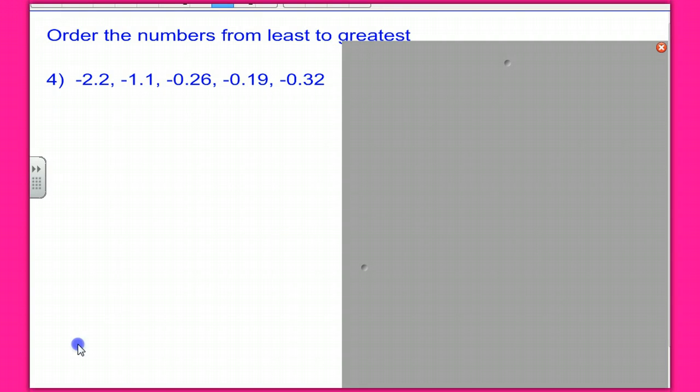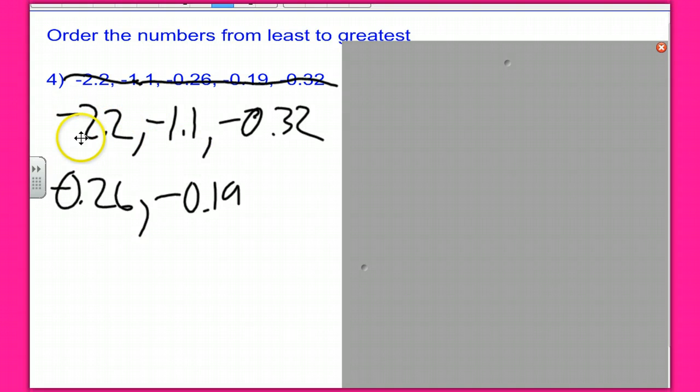Okay, so go ahead and pause. Come back when you have these ordered least to greatest. Be careful because we have negatives here. So let's review. What is greater, -1 or -2? -1. -1 is greater than -2. It's to the right. So it's almost like it flips everything backwards in your mind, right? When you have negatives. Okay, very good.